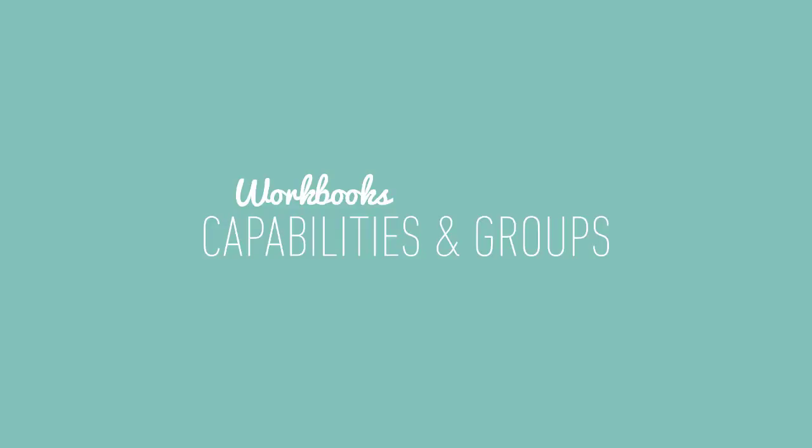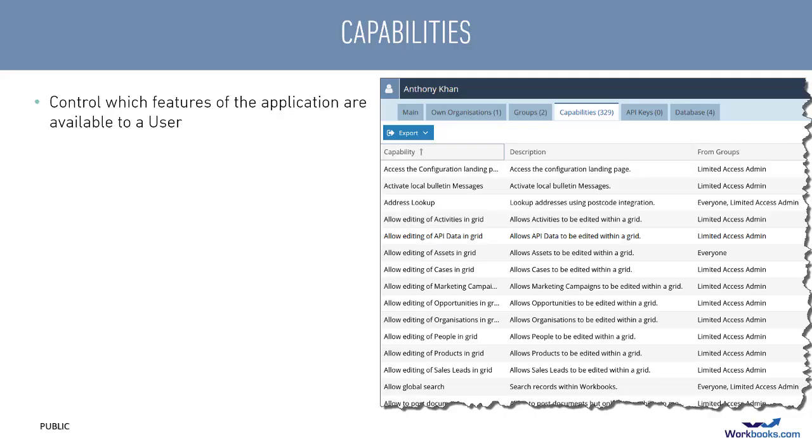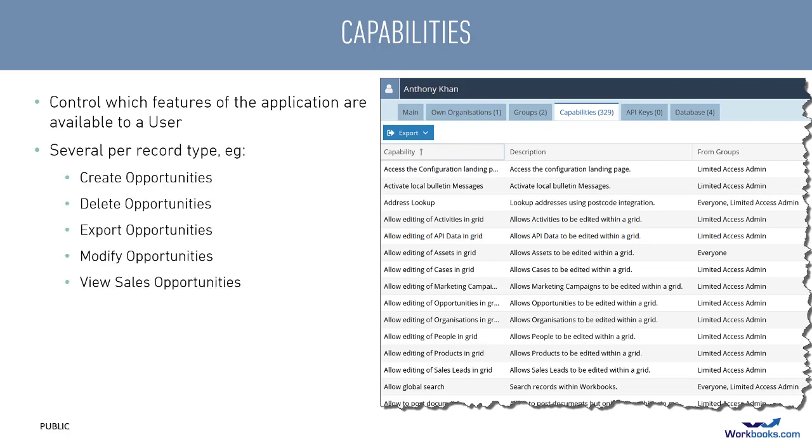We'll turn now to look at capabilities and groups. We control the features of the product and the ability to navigate to records using capabilities. There are several for every different record type. For example, there are currently 15 capabilities relating to opportunities, and there's just a subsection of them showing on the screen at the moment, showing the most commonly used ones, such as being able to view records of a particular type, to be able to create new ones, and to modify existing ones.